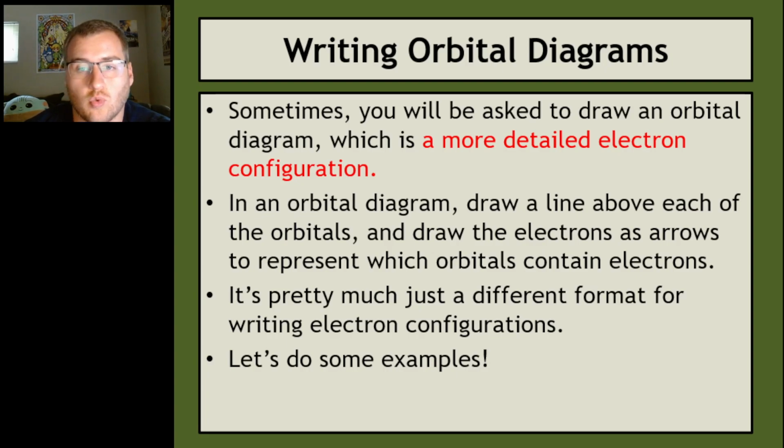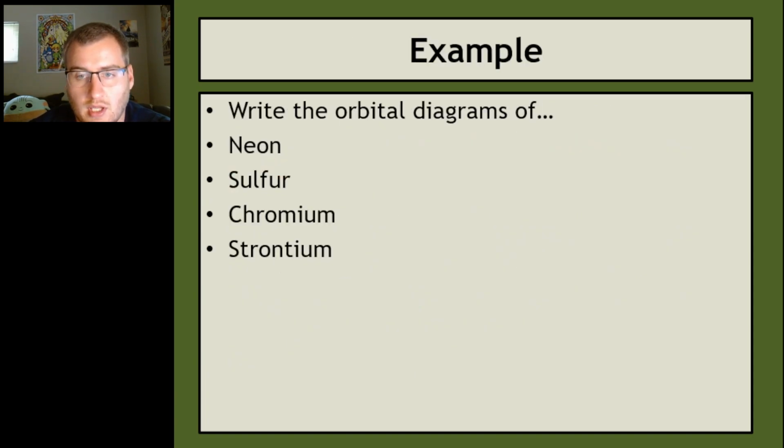Last thing about electron configurations. Sometimes you'll be asked to draw an orbital diagram, which is a more detailed electron configuration. In an orbital diagram, you draw a line above each of the orbitals and draw the electrons as arrows. Instead of just writing the number 2, you actually have to draw the 2 electrons, and you draw them as arrows. It's pretty much just a different format, but there's a couple of differences. So we have the same 4 elements we did up here. We're going to turn their electron configurations into orbital diagrams.